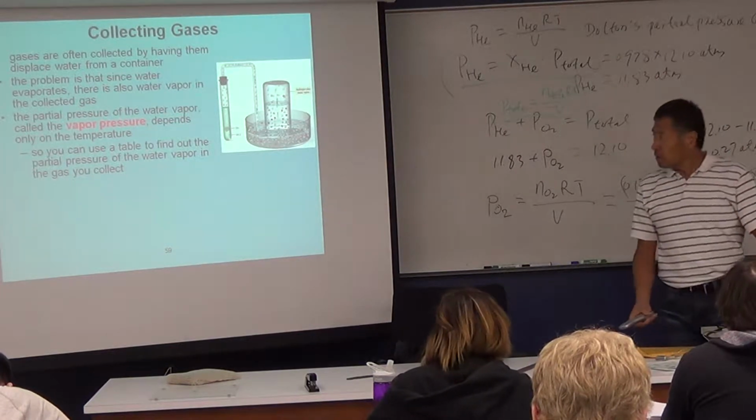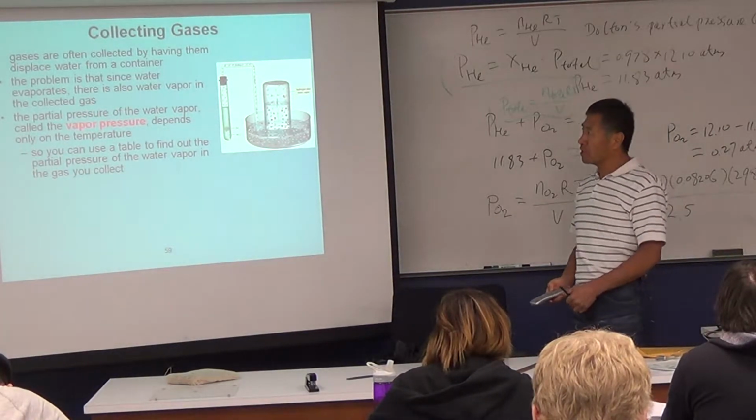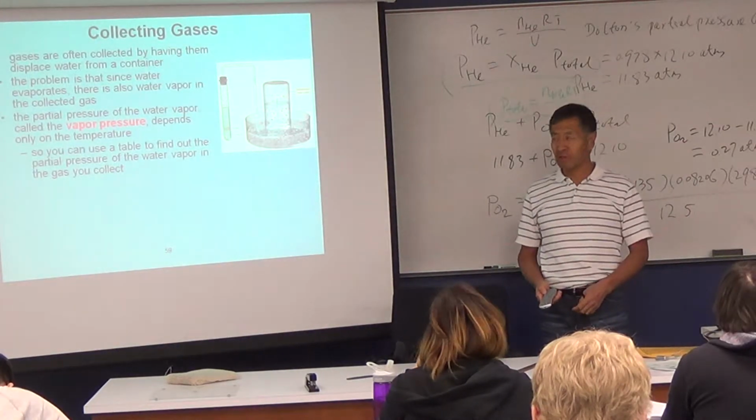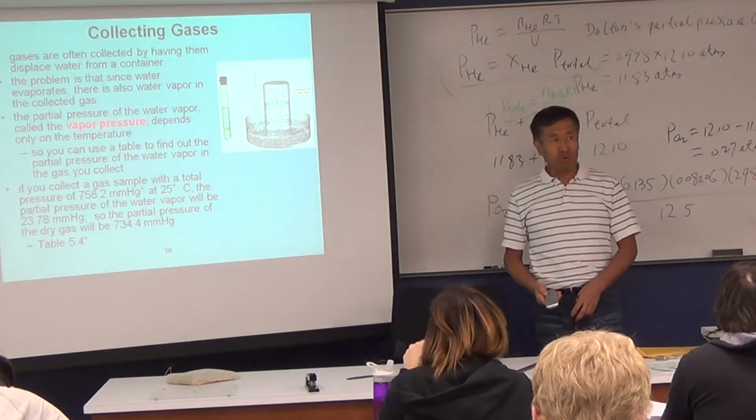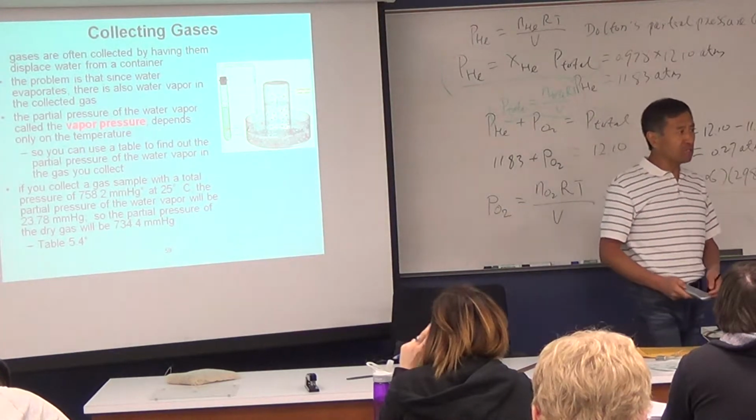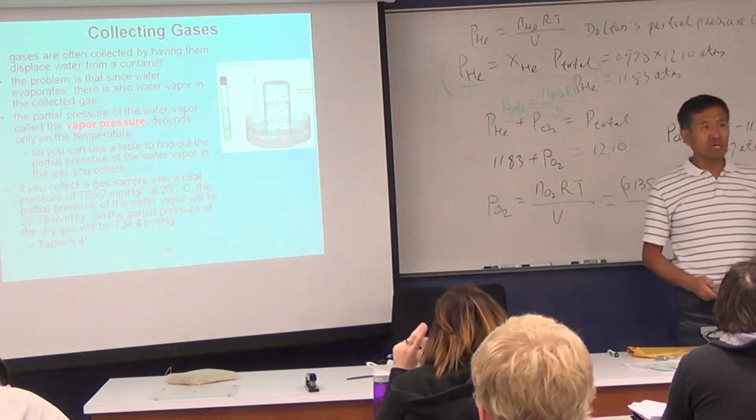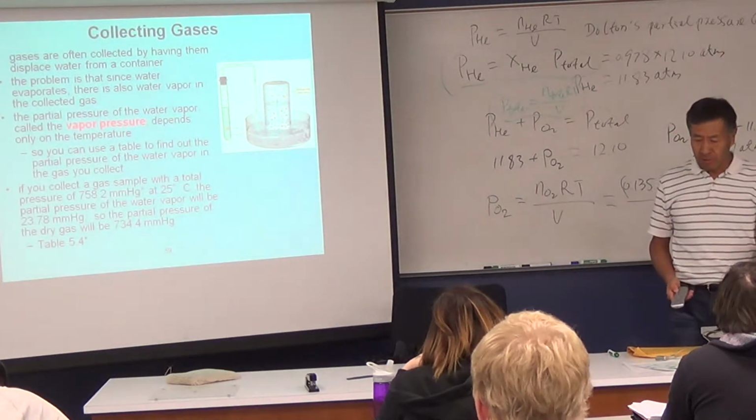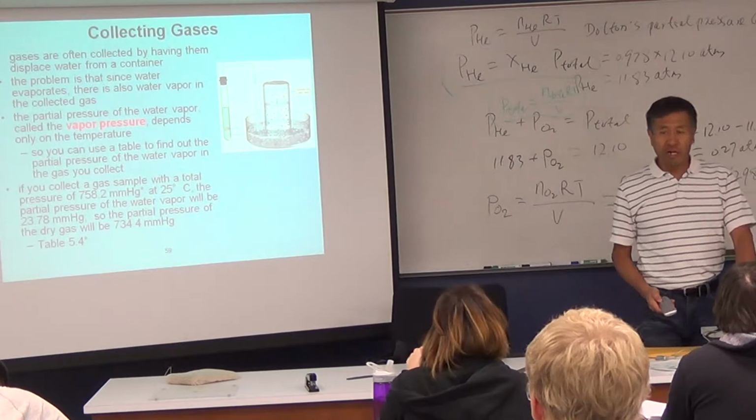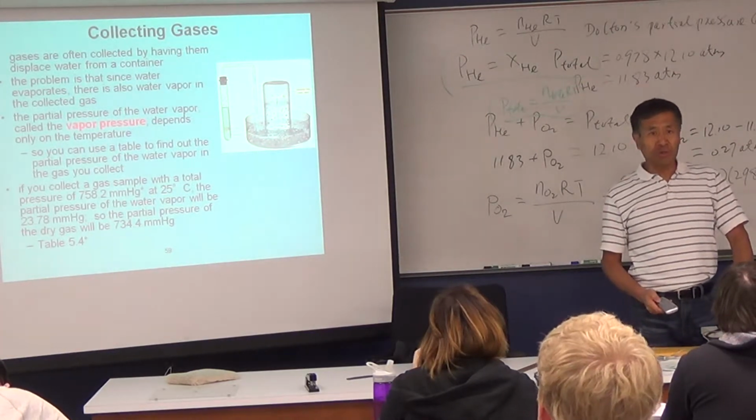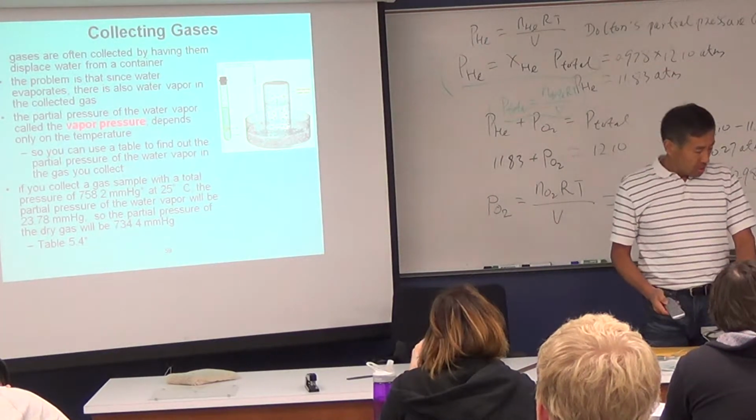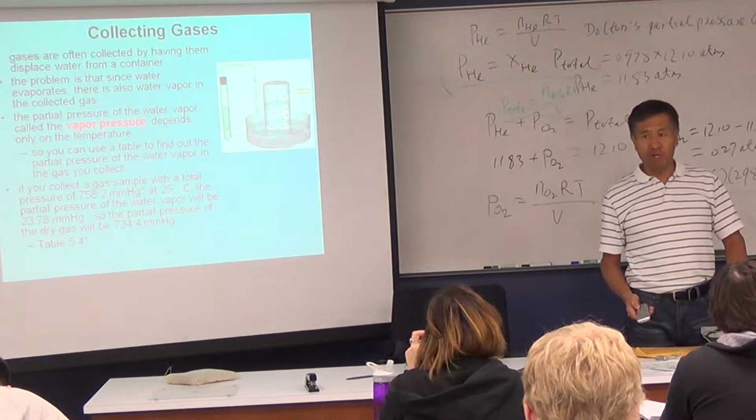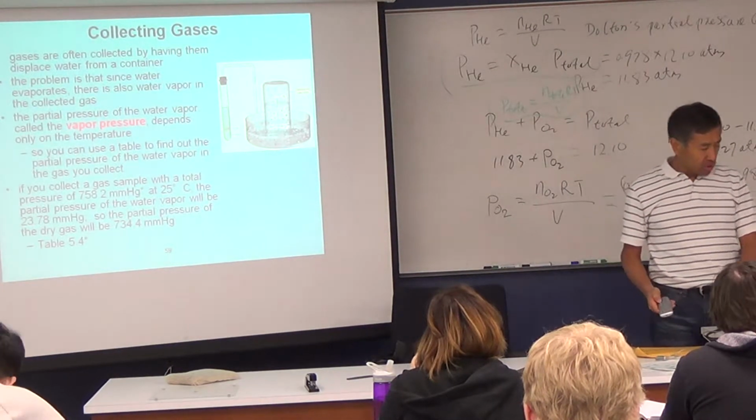Right? So the water vapor problem is not a very big problem, because you can measure the temperature of the water and use the table to find out the right value. Just don't forget, if you're collecting gas over water, you always have water vapor. You want to find out the partial pressure of the gas you produce, or the dry gas pressure, just by subtracting.